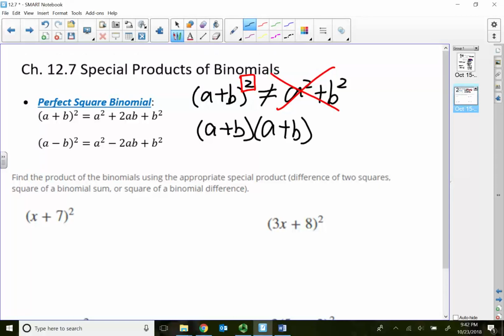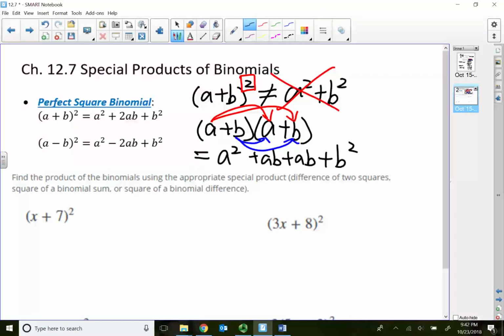So if I do the FOIL method, the first thing I do is a times a, which gives me a squared. My outer is a times b, which is positive ab. My inner is b times a, which is another positive ab. And the last thing I do is b times b, which is positive b squared. So what you're looking at here is that I have two exactly the same middle terms.